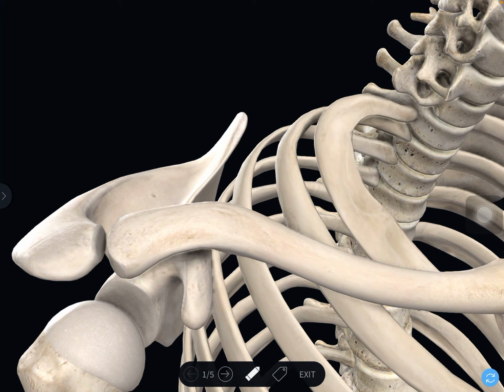Structures passing through the axilla are the axillary vessels, which will pass over this like this to enter the upper limb, cords of brachial plexus, long thoracic nerve, and the efferent subclavian trunk from axillary lymph nodes. So these are the structures which pass through the axilla.